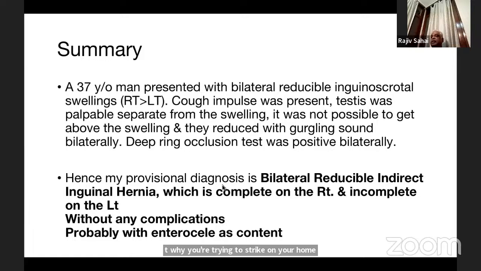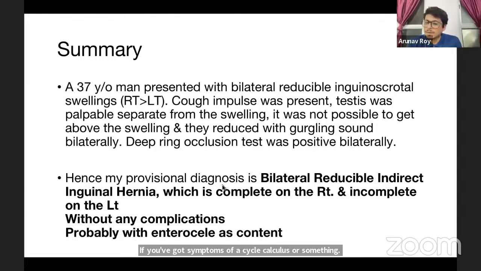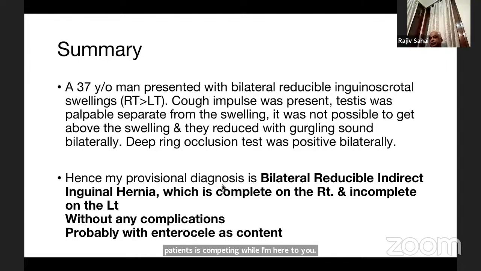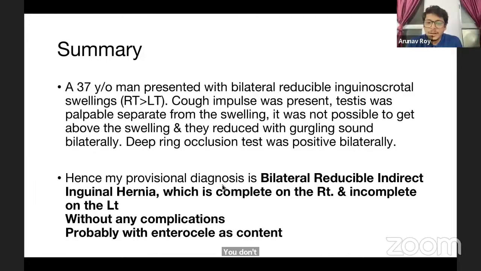If the patient has any other symptoms like bladder outlet obstruction or something, suppose a vesical calculus. If he's got symptoms, otherwise you get an ultrasound of all the patients who come with inguinal hernia to you? No, sir, unless you suspect something, right? Yes, sir. So what can you do now? I would proceed with the treatment, sir.